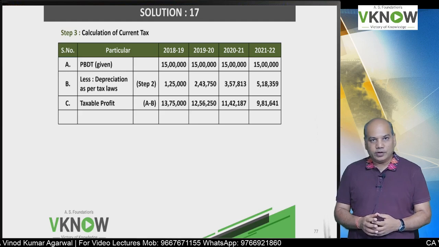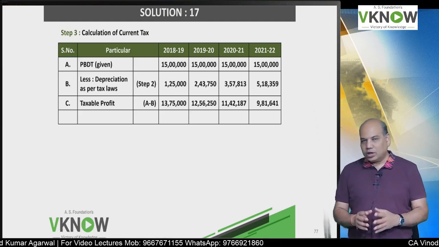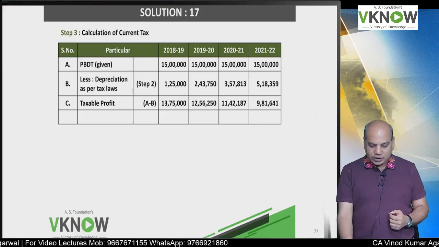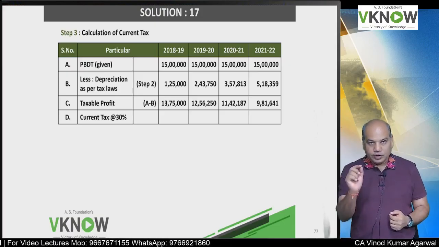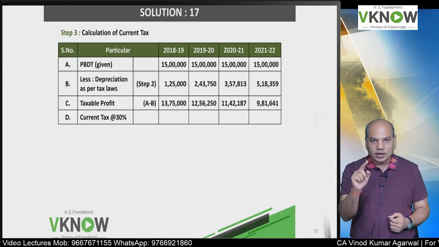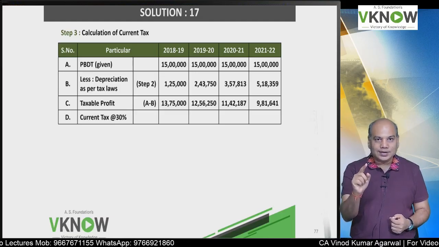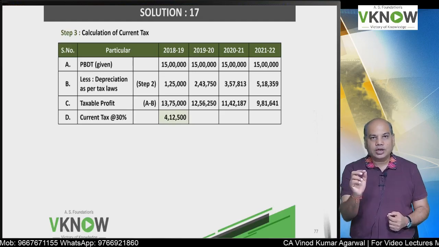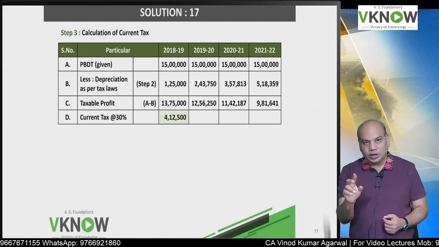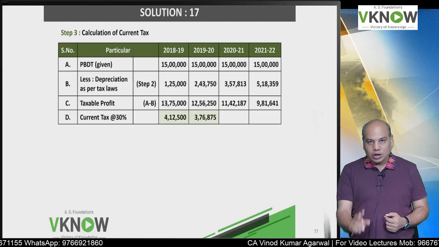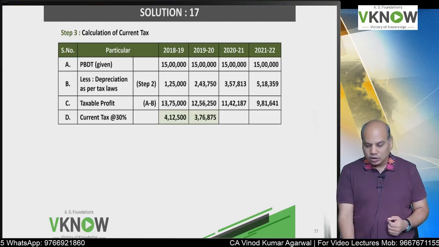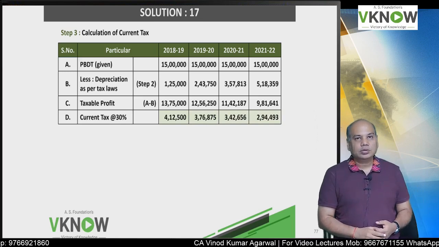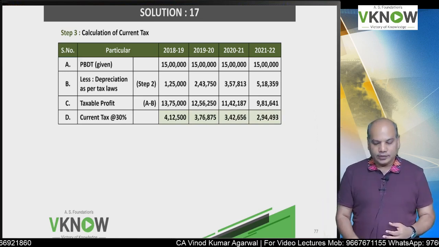Confirm the taxable profit first. Now I will tell you quickly how to get the tax liability. Tax rate is 30%. First time when you compute 0.30 into 13,75,000 equal to, now you only type 12,56,250 equal to, 11,42,187 equal to, 981,641 equal to. So that gives you current tax.